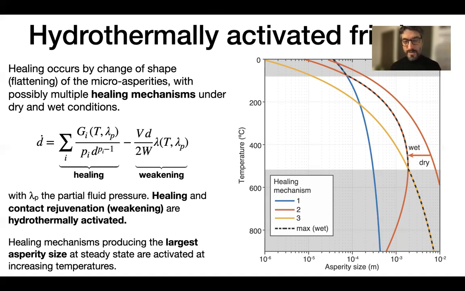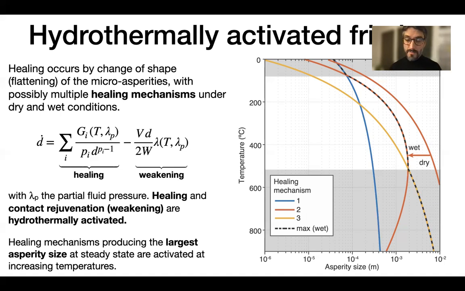For an evolution law like this, there is no closed form solution that allows us to tell the steady state velocity dependence in closed form. However, that can be investigated numerically. And investigating this problem reveals that the dominant healing mechanism that controls the temperature and velocity dependence of friction is the one that produces the largest radius of curvature of microasperities.